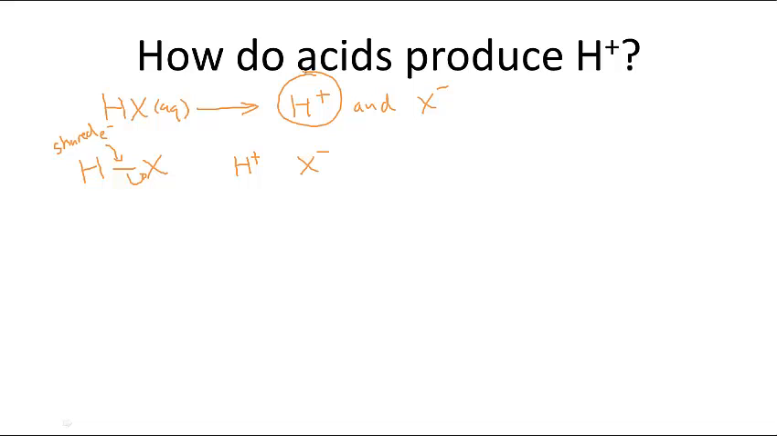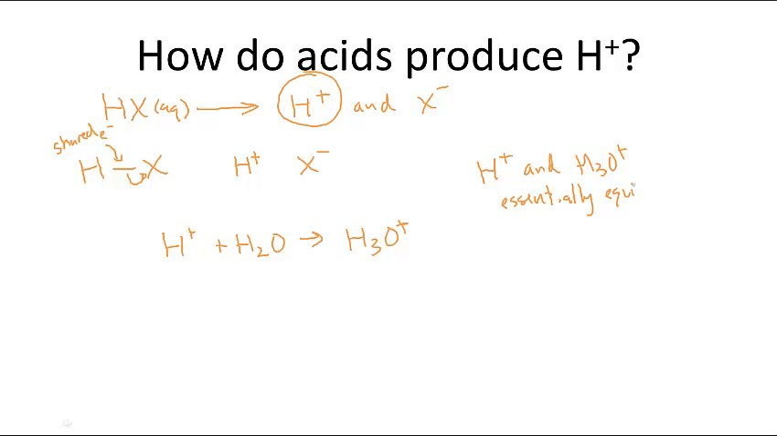Now, you'll see an acid written this way as well, where what's actually happening is that H plus will react with water and make H3O plus. H plus and H3O plus are essentially equivalent. You'll see it written both ways, so just know that you're essentially talking about the same thing.